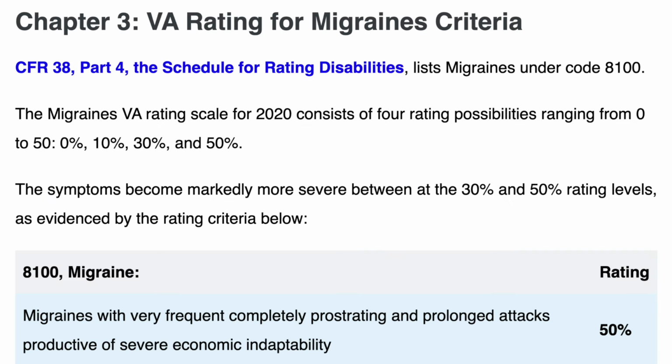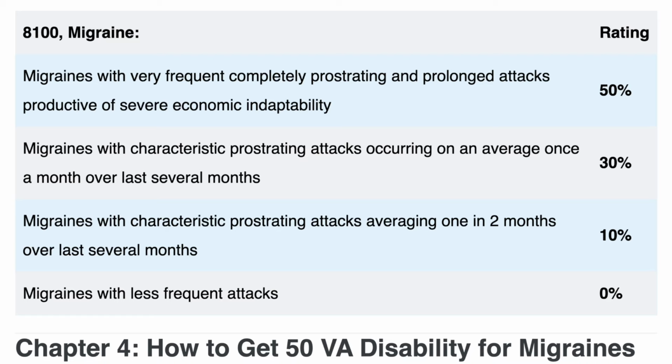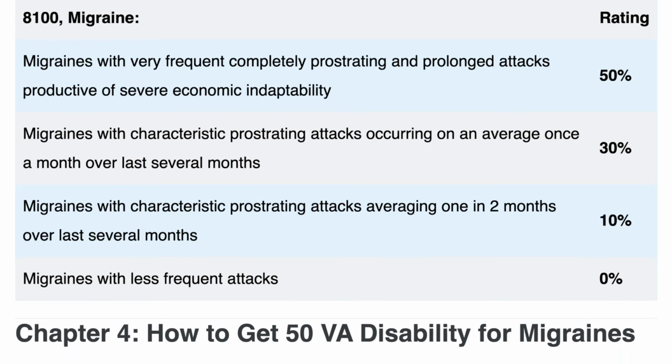VA rating for migraines criteria. Here's the actual meat and potatoes of it right here. So a 50% VA rating for migraines is as follows: migraines with very frequent, completely prostrating and prolonged attacks, productive of severe economic inadaptability. So this means it's happening a lot and hard, and you basically can't work as a result.